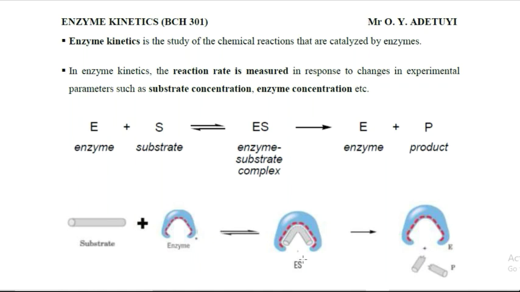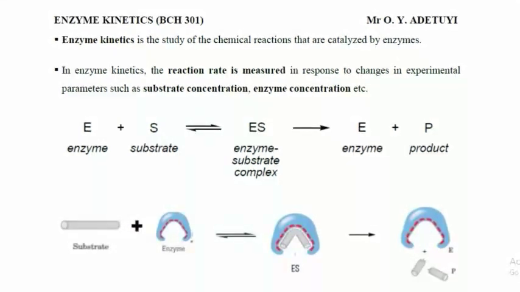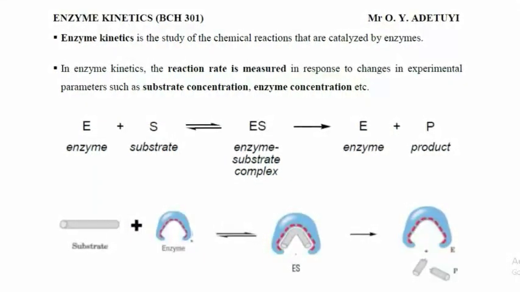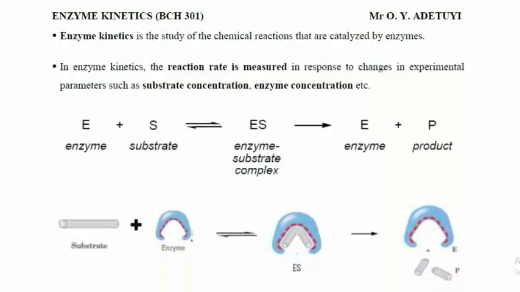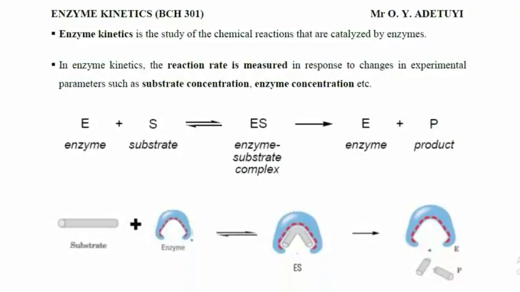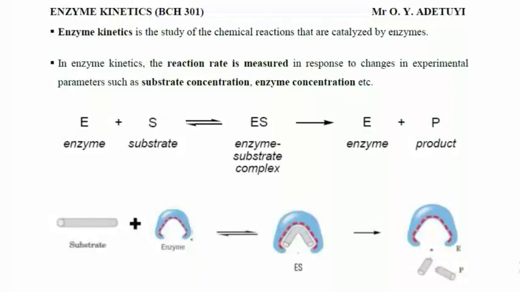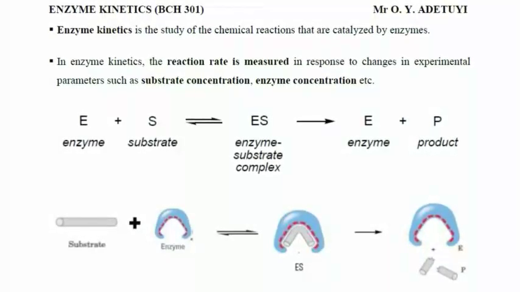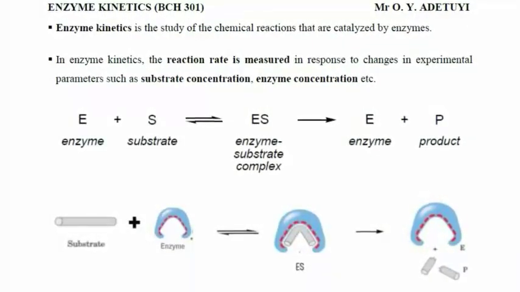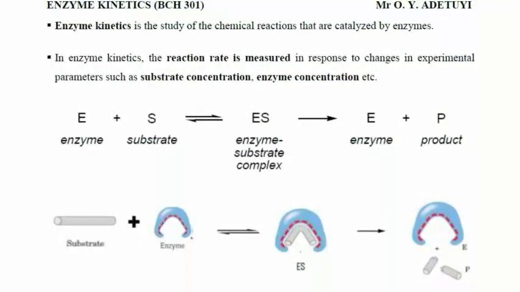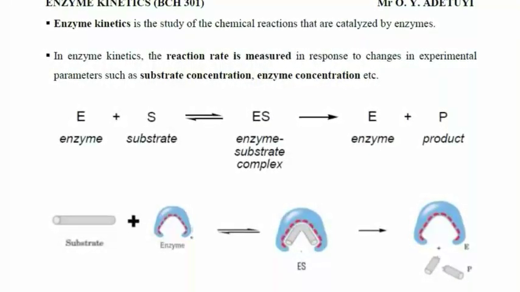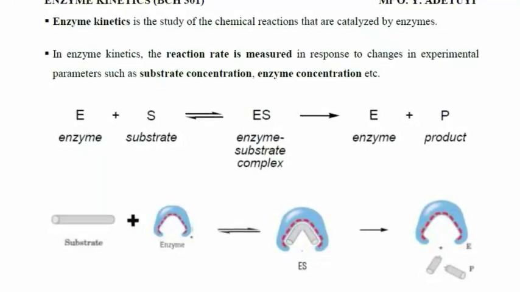From the equation above, you see enzyme plus substrate will give us the enzyme-substrate complex, and finally give us enzyme and products. You can see the substrate approaching the enzyme active site, then you can see there is a binding that forms the complex, and eventually the product is released, whereby the enzyme goes back to its native state. So this is the basis of how biological reactions take place.